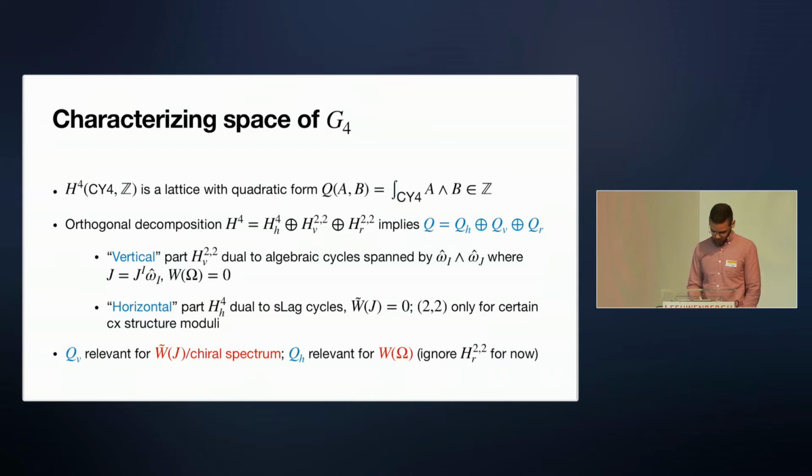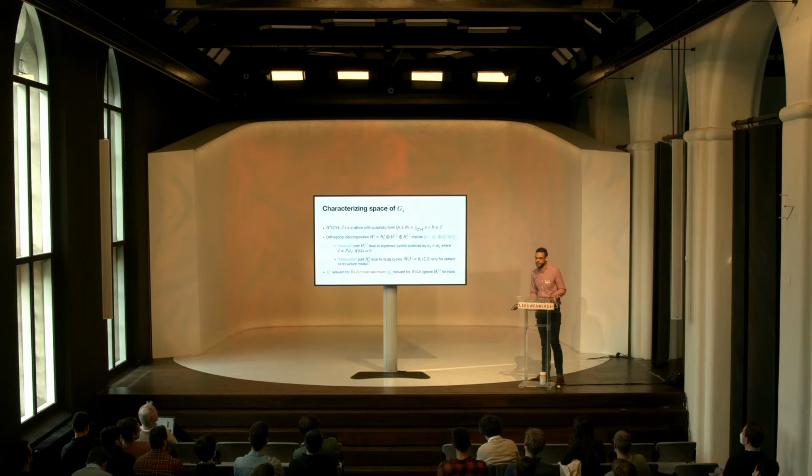So the vertical pairing on the middle cohomology will be relevant for this twisted superpotential and the physics of the chiral spectrum. And by contrast, the horizontal part is relevant for understanding the GVW superpotential. Any questions so far?